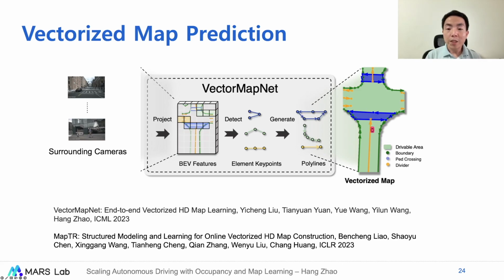As we know, object detection is about detecting a bunch of boxes. Now, map detection is to detect a bunch of polylines. They are very similar, right? And so we design a detection transformer-like model to solve this map detection problem.